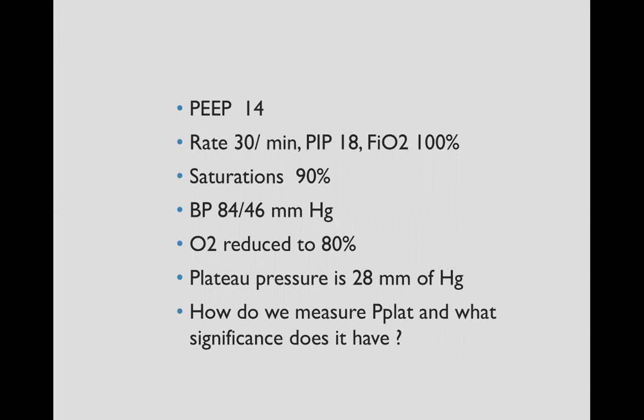So rate of 30, oxygen is 100%. So there isn't much scope here to increase the oxygenation. The plateau pressure is 28 millimeters of mercury. So there isn't much scope here to increase the pressure either.